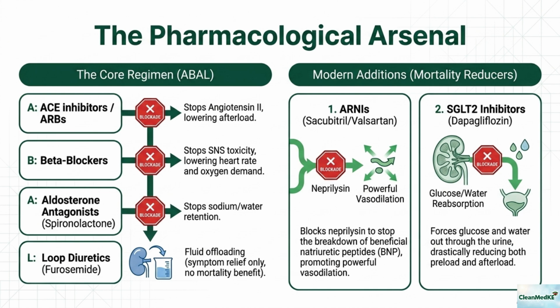We use the ABAL regimen. ACE inhibitors or ARBs to stop angiotensin II, beta blockers to stop SNS toxicity, aldosterone antagonists to stop salt retention, loop diuretics like furosemide for immediate fluid offloading. Modern medicine has added powerful new tools, ARNIs like sacubitril valsartan, which promote vasodilation, and SGLT2 inhibitors, which force the kidneys to dump glucose and water, drastically reducing the heart's workload. These modern additions are now considered essential for reducing mortality.